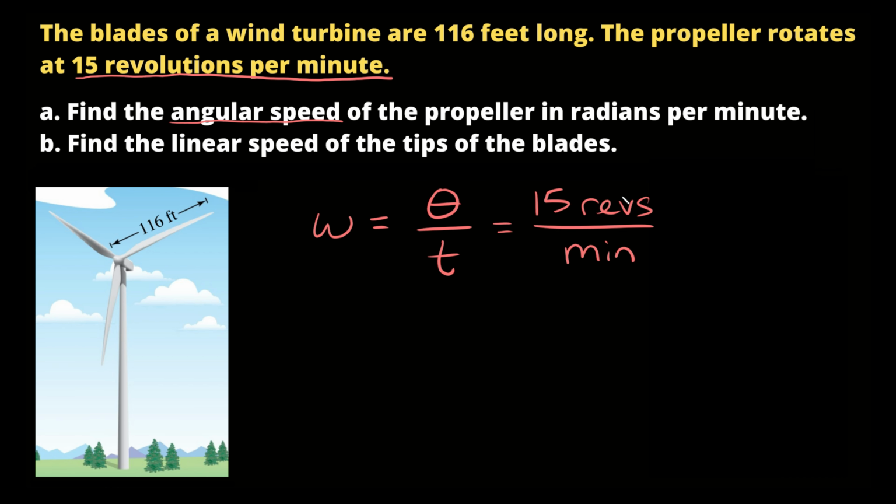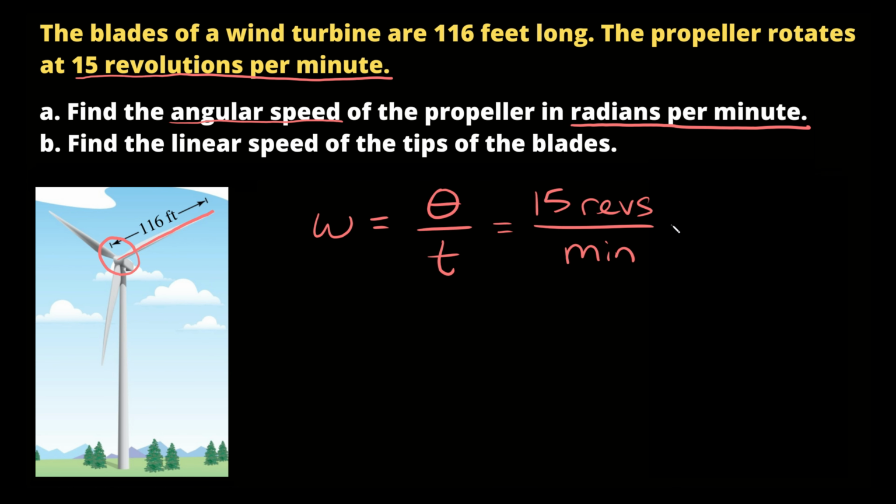Now, the only thing we have to do here is convert this into radians per minute, since those are the units we're looking for. So how would we do that? Well, if we look at our wind turbine and look at the blade, let's say this is our starting position right there. How far do we have to rotate all the way around to get back to where we started? One full revolution. If we're talking about degrees, that's 360 degrees. But if we're talking about radians, that's the same thing as 2 pi radians. So to make one revolution is the same thing as 2 pi radians.